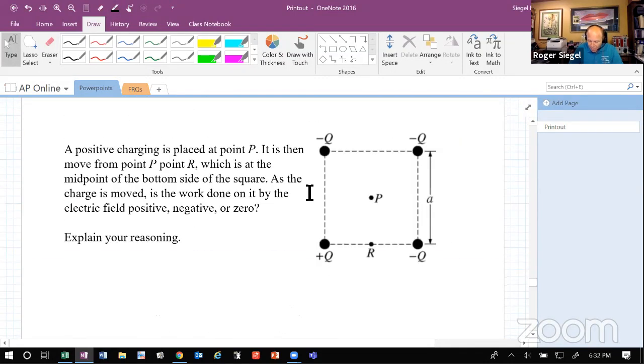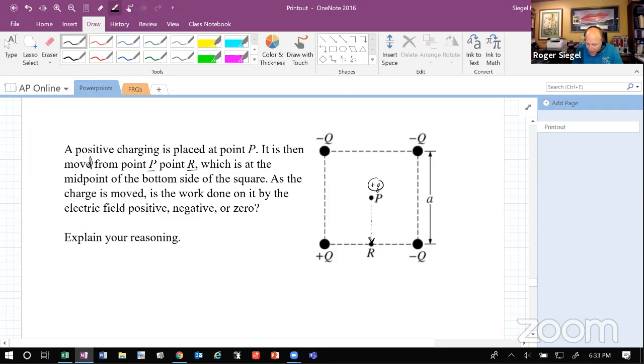All right. Now, it says a positive charge is placed at point Q. Let's put a D there. It is then moved from point P to point R, which is the midpoint. So we start and we put a positive charge here, positive little q. I'm going to put a little q there, and we're going to move that. We're going to walk it down to here.